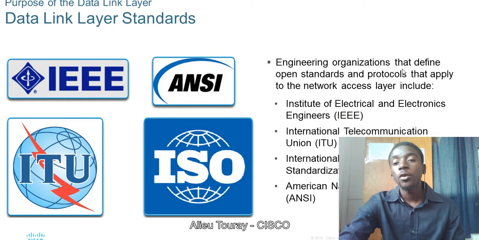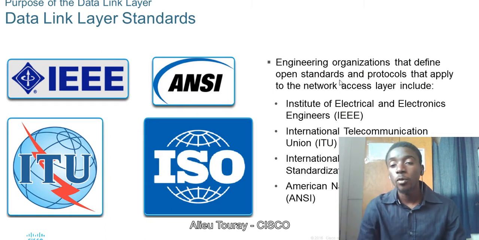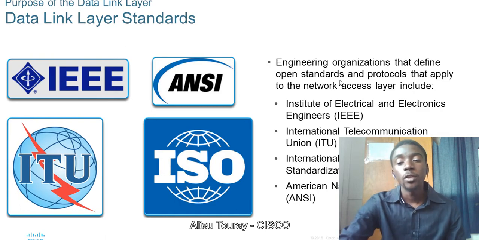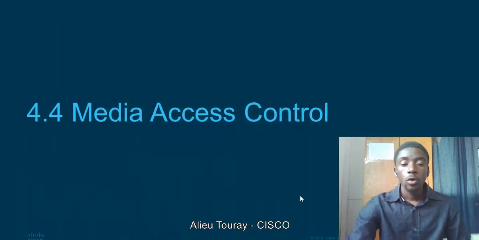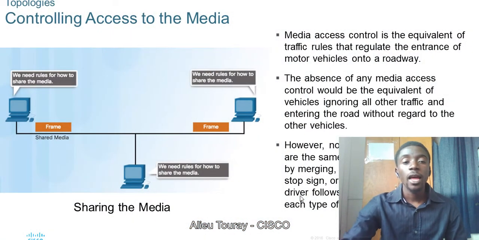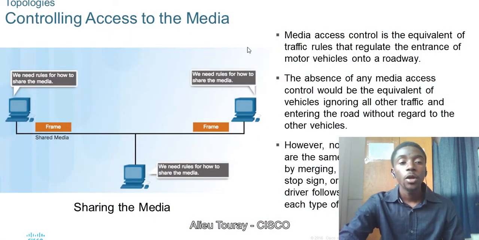Engineering organizations that define open standards and protocols that apply to the network access layer include the IEEE, ISO, and ANSI. So the media access control is our last bit here. Sharing the media, we have different types of topology, but it's important that we talk about the shared medium and the controlled-based medium.